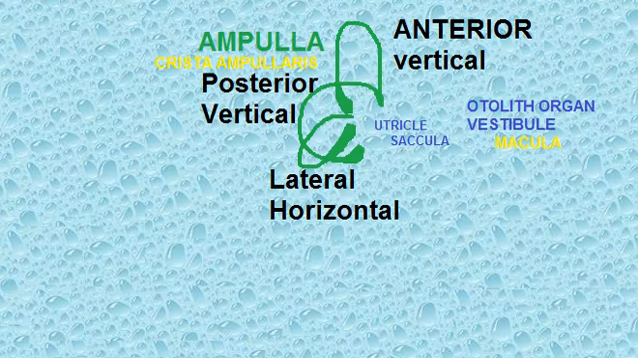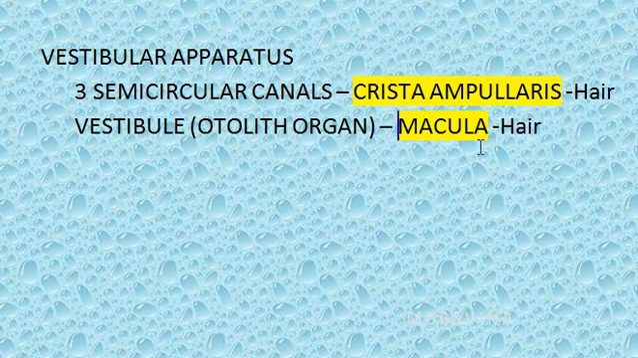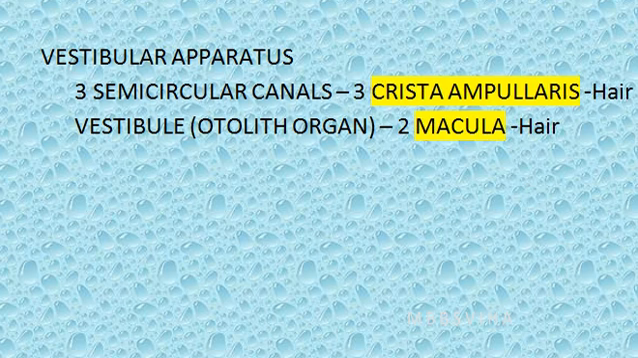Very good. Just to give you some more details on these, crista ampullaris will have type 1 and type 2 hair cells. Even macula will have type 1 and type 2 hair cells. Fine. Now how many macula will be there? There will be 2 macula, one in the utricle and one in the saccule. How many crista ampullaris will be there? 3. Because in each ampulla you will have one crista ampullaris.